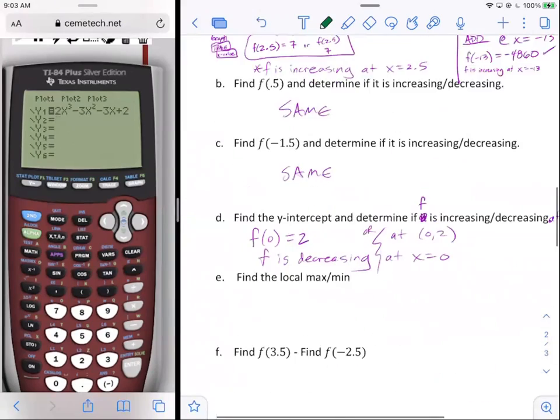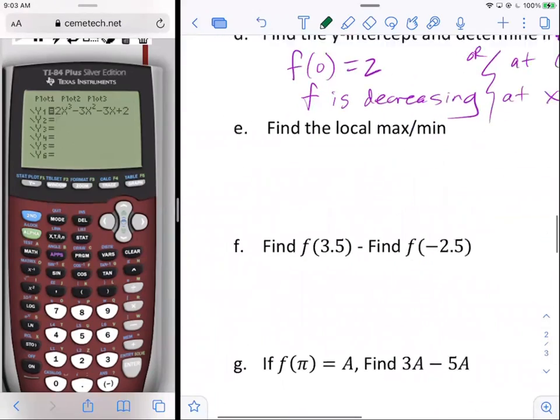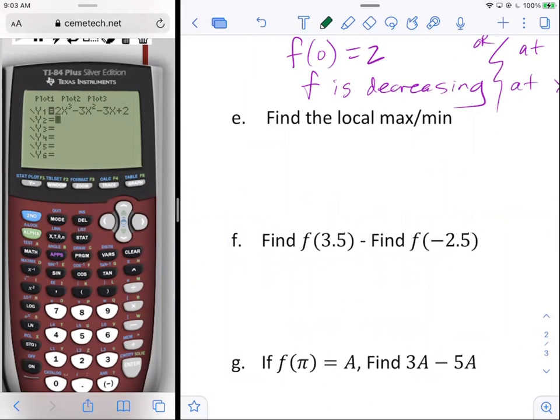All right, so we're down here now. Find the local max or min. So if we hit zoom 6, remember zoom 6 is our standard window, and this graph fit nicely in this window. We have one local max and one local min. Okay, those are essentially the vertices.